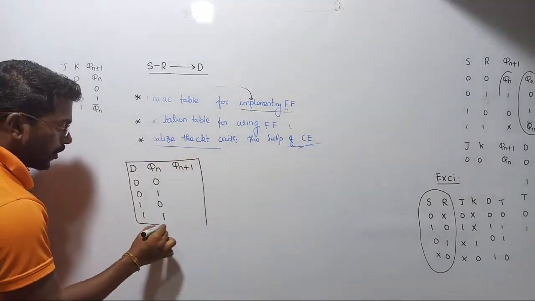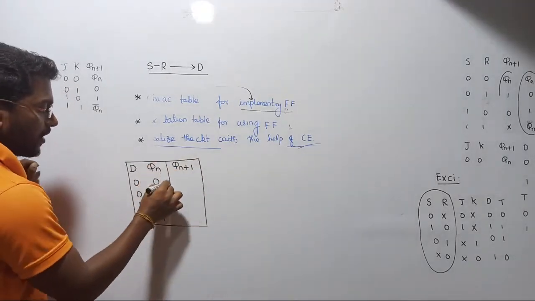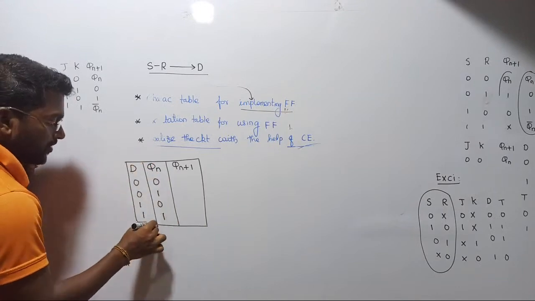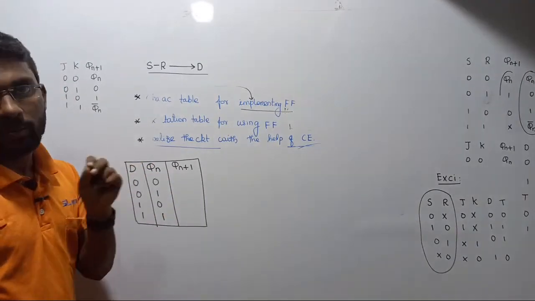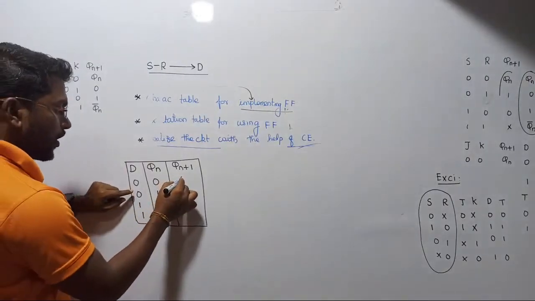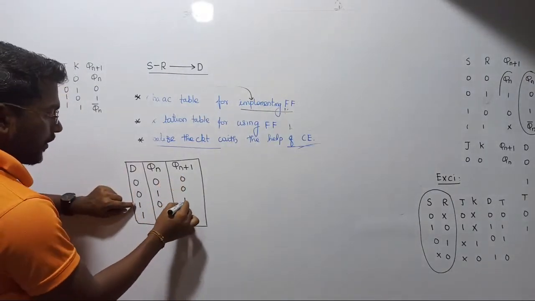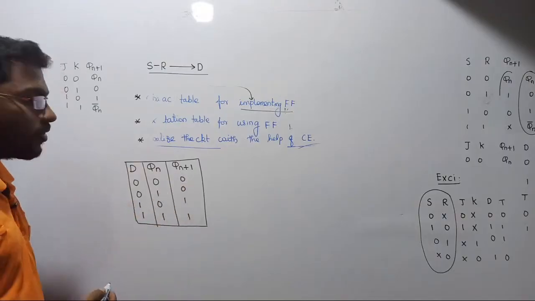We know the beauty of the D flip-flop is that it is irrespective of the past. If your input is 0, output is also 0. If your input is 1, output is also 1. That is the beauty of the D flip-flop. If I give 0, here also we are going to get 0. If I give 1, here we are going to get 1. That is the characteristic table of the D flip-flop.